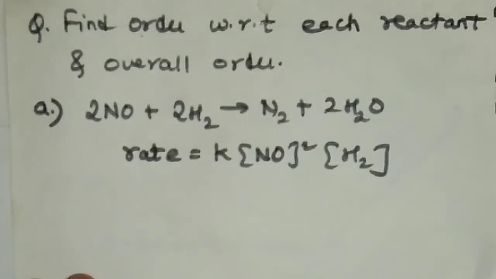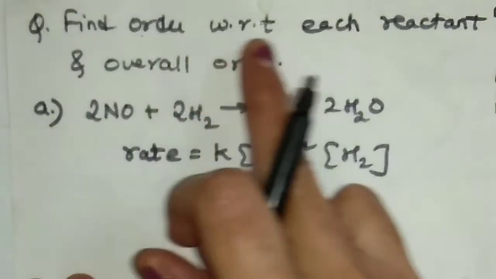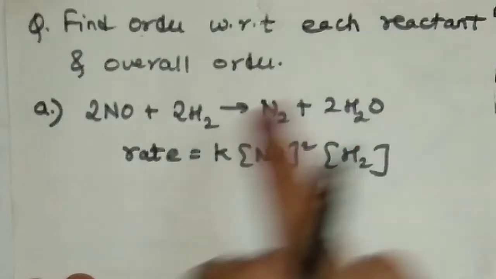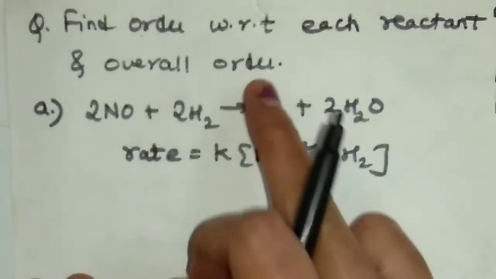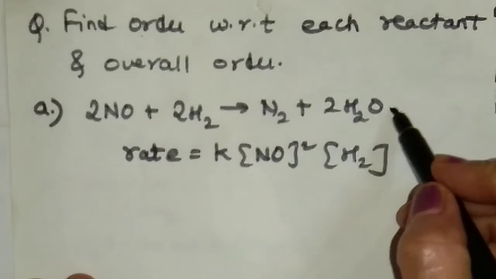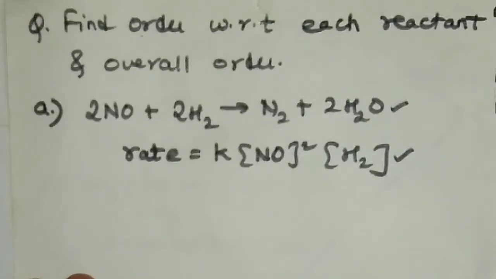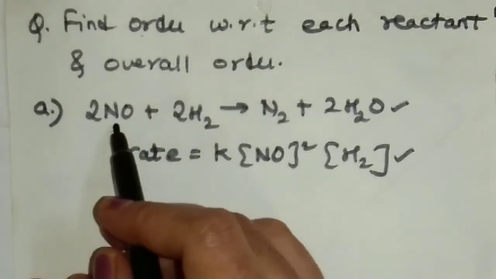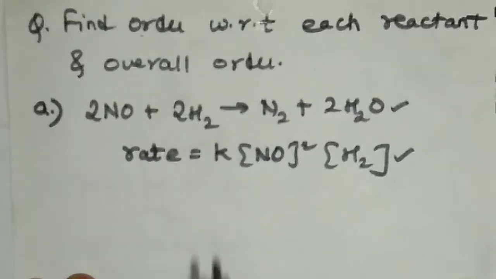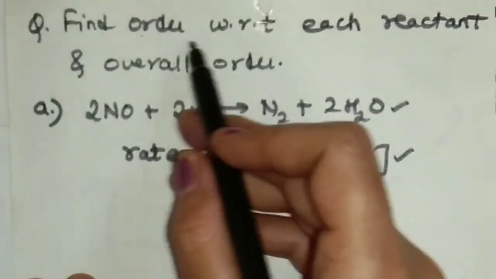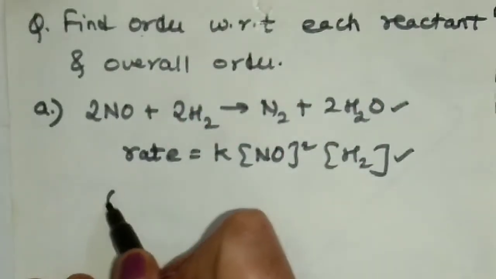Now, students, based upon order of the reaction, sums कैसे आते हैं? Find order with respect to each reactant and also find out overall order of the reaction. Reaction will be given and the rate law for the reaction will also be provided. आपको क्या निकालना है? Order with respect to this reactant and overall order of the reaction. This is very simple and easy and you can easily fetch 2 to 3 marks from this type of the question. तो find order with respect to each reactant है तो हम क्या निकालेंगे?